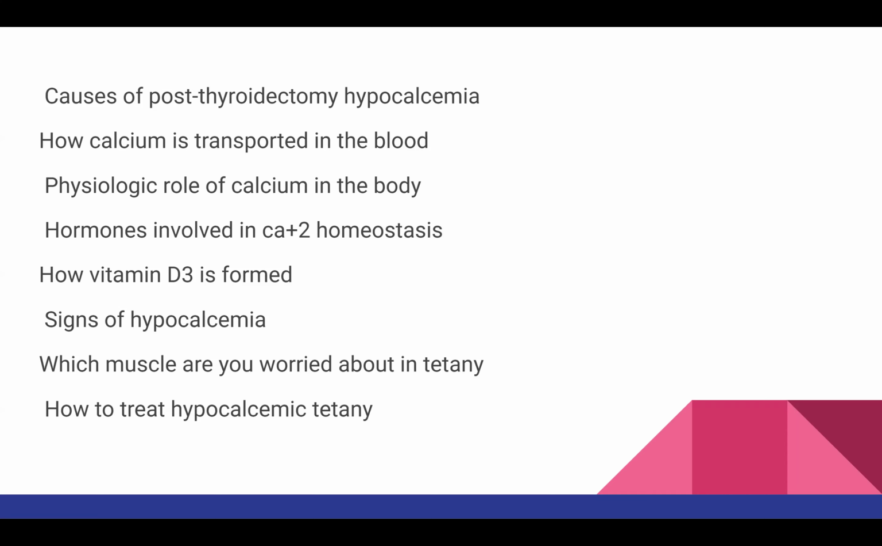Okay. So how is calcium transported in the blood? 50% is transported in the ionic form, 45% is bound to albumin, and the remaining 5% is associated with citrates.